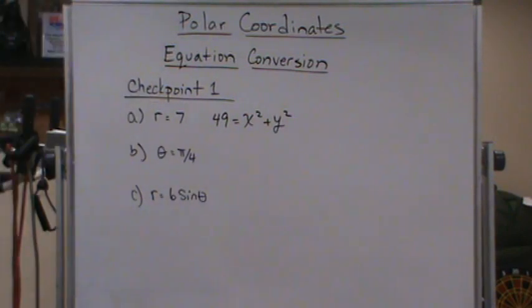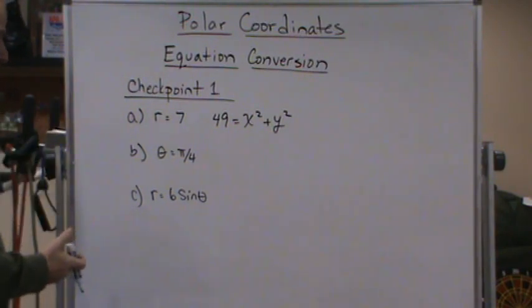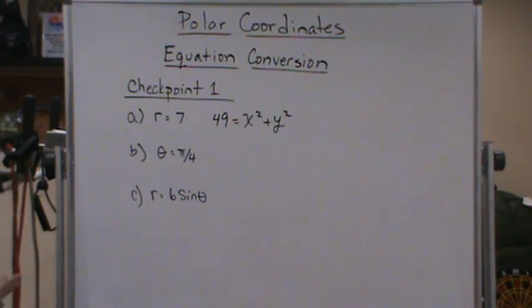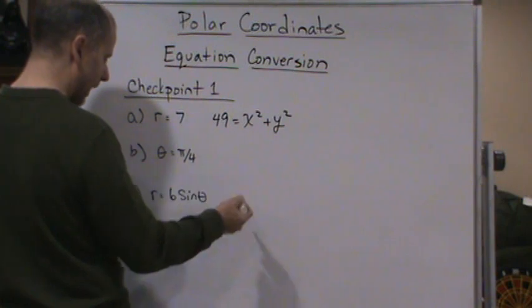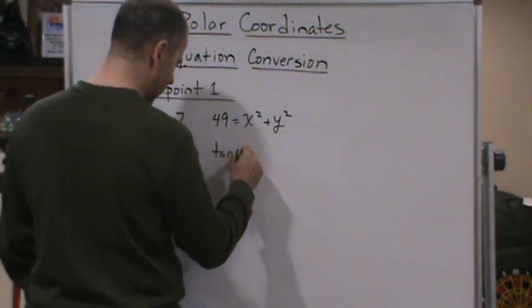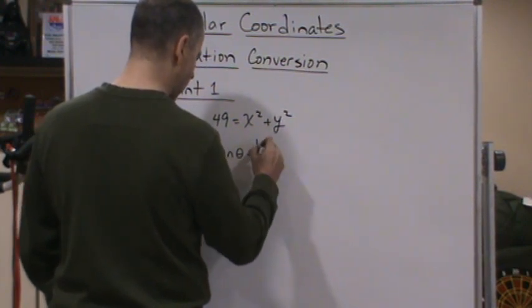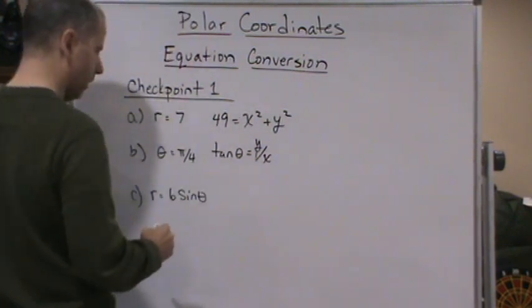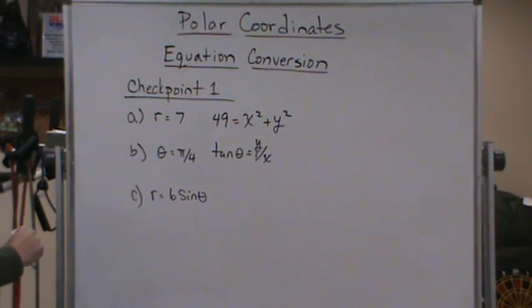Now what about this one? This is saying the angle is always pi over 4 regardless of the radius. So this is going to be a line that makes an angle with the x-axis of pi over 4, or 45 degrees. And so now we're going to use tangent. Tangent theta equals y over x. So what's tangent of pi over 4? Tangent of pi over 4 is 1.